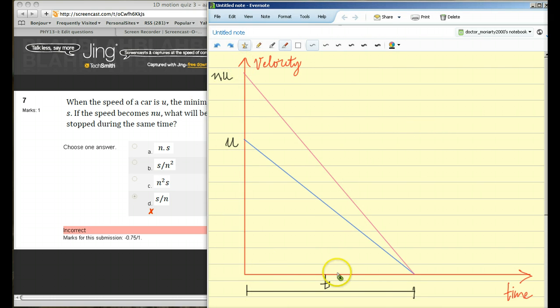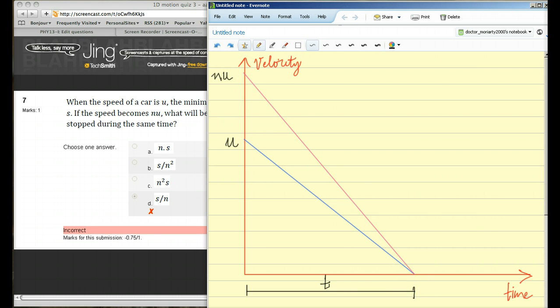What I've got here is a velocity time graph, okay? On the y-axis you've got velocity, on the x-axis you've got time. The blue line represents the first case. It starts with a velocity of u, and after time t it comes to a halt, yeah? So its velocity is 0 at the end of time t. The pink line represents the second case, when its starting velocity is nu, so u multiplied by some factor. In the same amount of time it has to come to a halt, so that becomes your line.